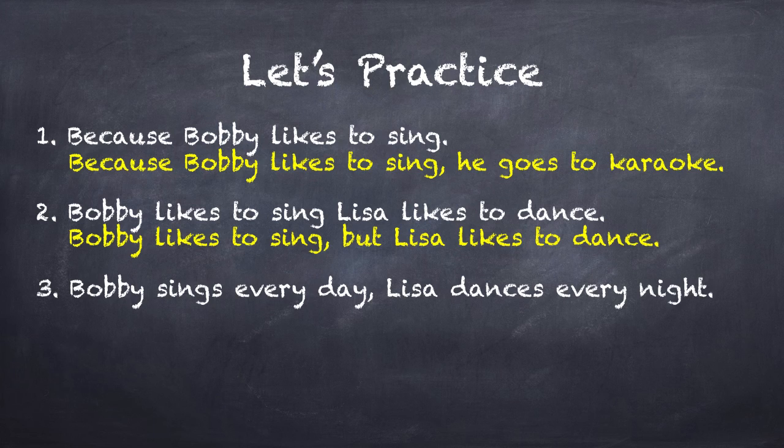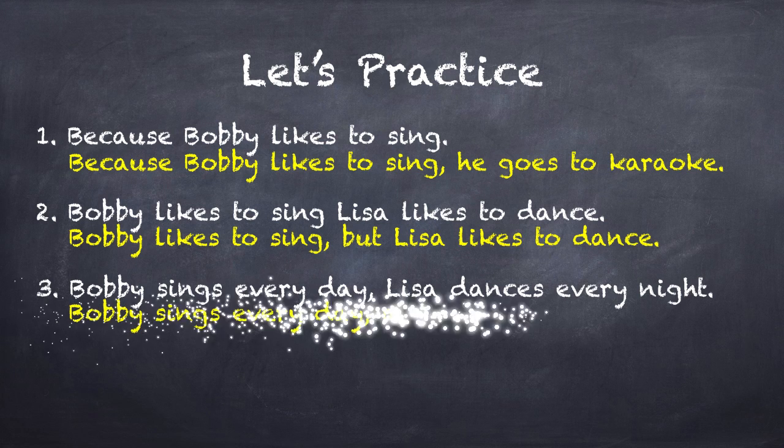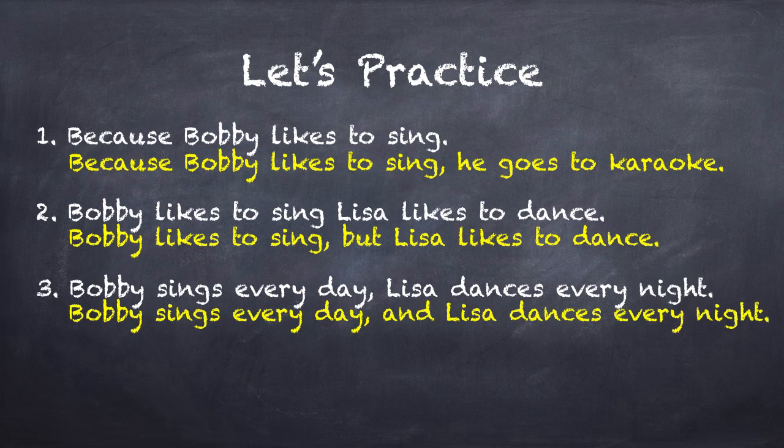In our third sentence, we have: Bobby sings every day, Lisa dances every night. This is a comma splice because we have two independent clauses split by only a comma. In order to fix this, we can add a coordinating conjunction and write: Bobby sings every day, and Lisa dances every night.